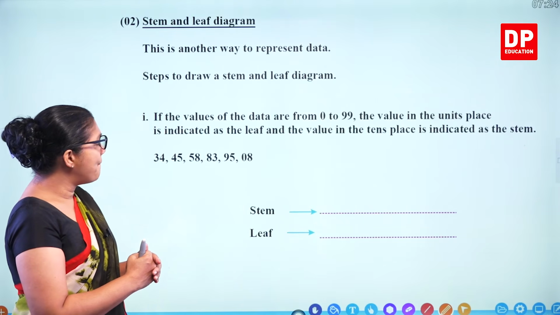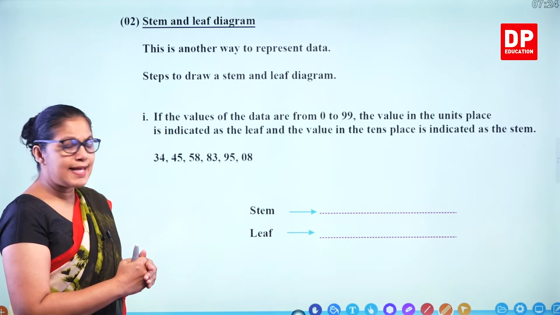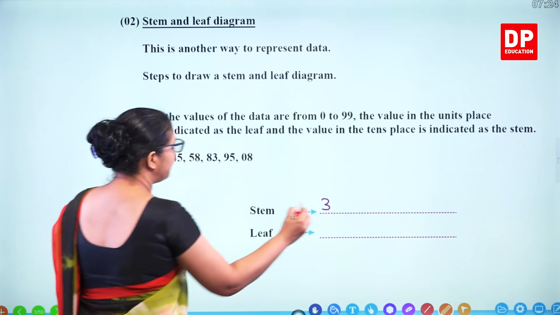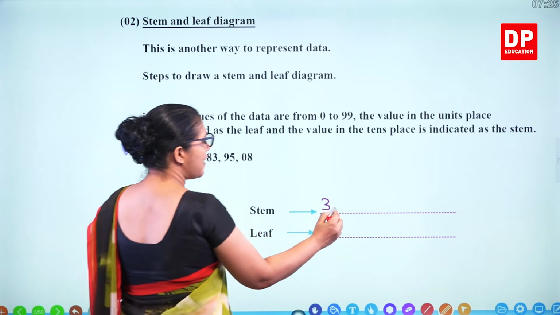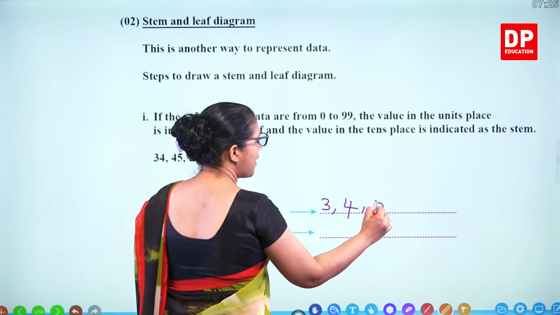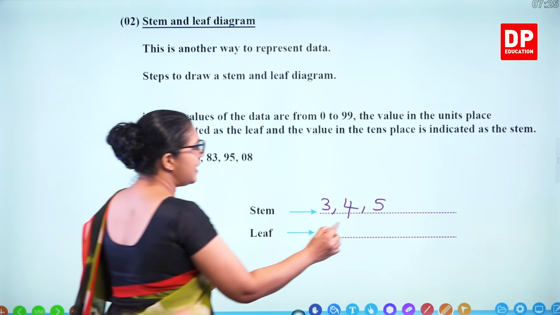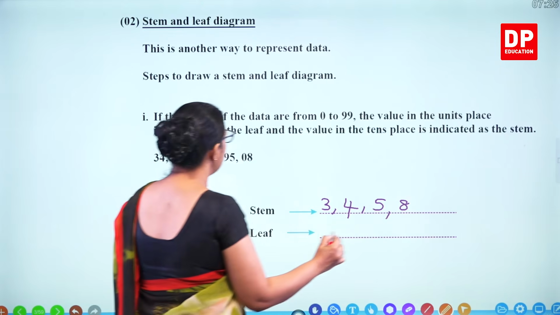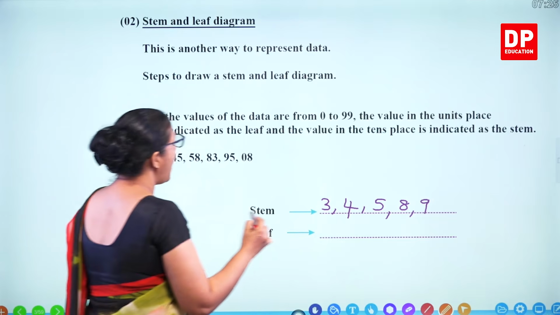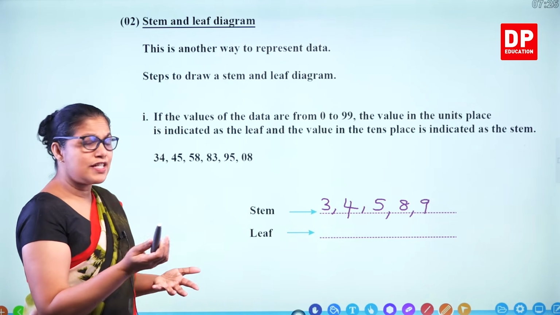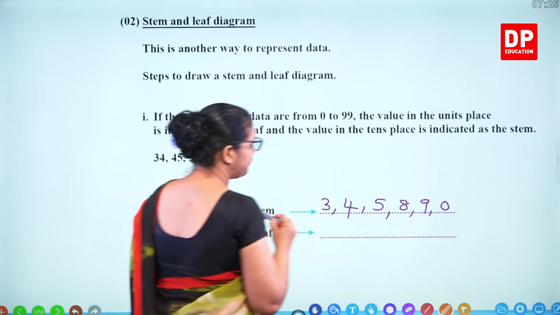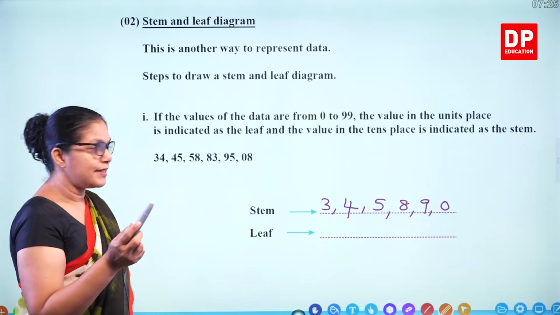So what's the stem? Stem is the tens place value. So according to this one, this is 3. What about 45? That's 4. 58? That's 5. 83? That's 8. 95? That's 9. And 8. 8 is a 1-digit number, but you can put 0 there. So this is 0. That's the stem value.